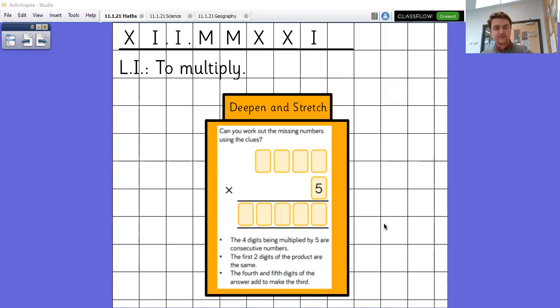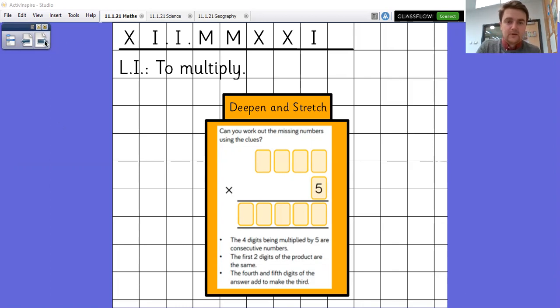Do pause it, do have a go with this. You might want to try some trial and error and see what you find, but can you find the correct answer? Have a go, pause the screen, and then when you're ready, skip on to the next slide and I'll show you what the answer is.